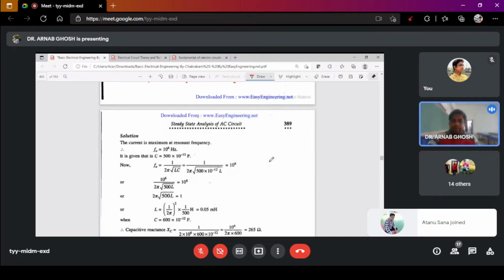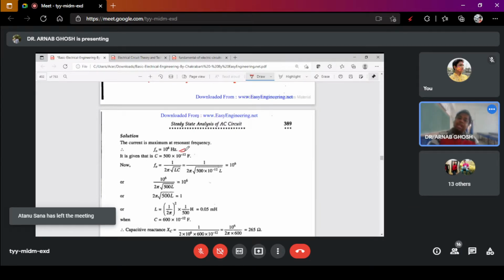First it is said the current is maximum at resonant frequency, which is equal to F0, and that is equal to 10 to the power 6 hertz. 1 megahertz it has been given. So at 1 megahertz your current is maximum. Your value of the capacitor is given as 500 picofarad. So F0 is 1 by 2 pi root over LC.